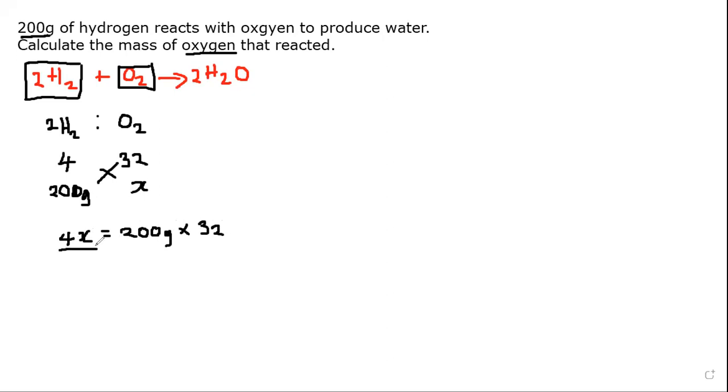So divided by 4, divided by 4. So when we do the math, we can punch on the calculator: 200 grams by 32 divided by 4. So this would give us 1,600 grams.